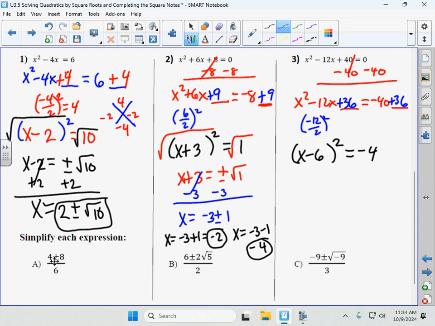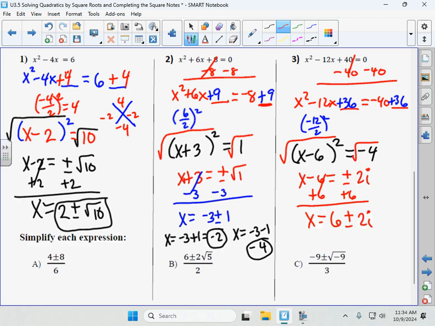Okay, we'll square root both sides. So we get x minus 6 equals plus or minus. We're going to pull that negative out and then simplify the square root of 4. So that's going to be 2i. I'll add 6 to both sides. So we get x equals 6 plus or minus 2i.